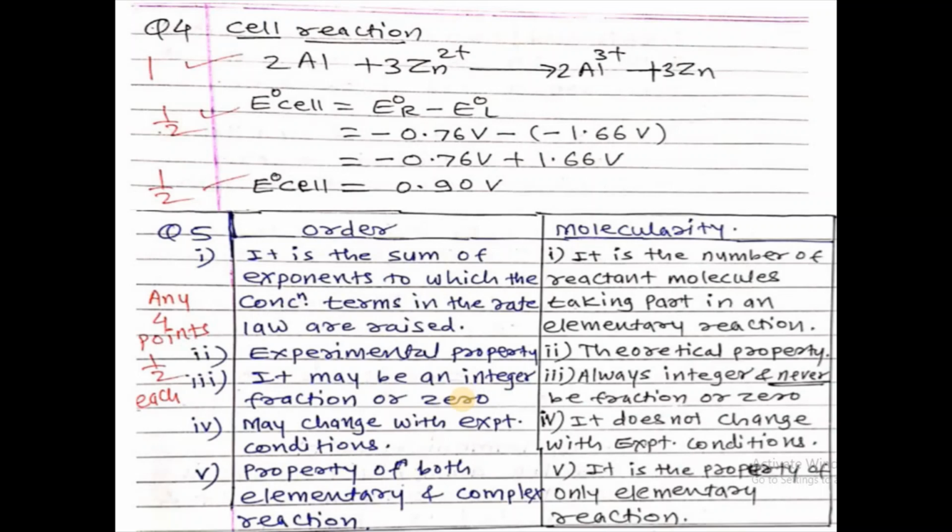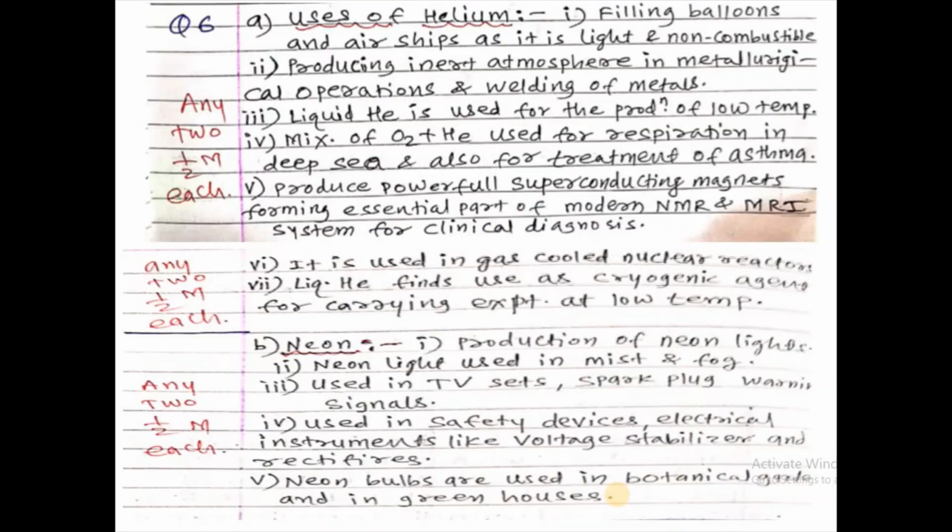Order may change with the experimental condition. Molecularity does not change with the experimental condition. Order is a property of both elementary and complex reactions, but molecularity is a property of only elementary reactions. You have to write 4 points, half mark to each point.